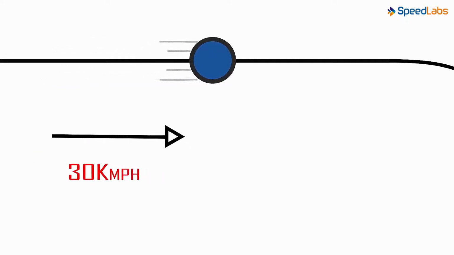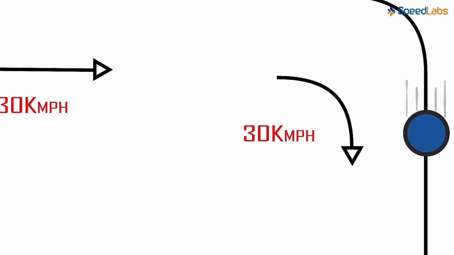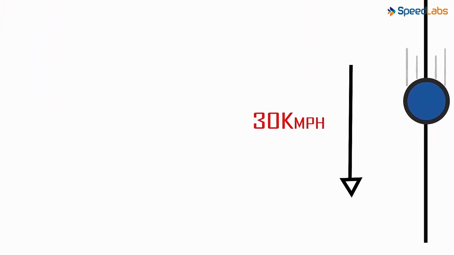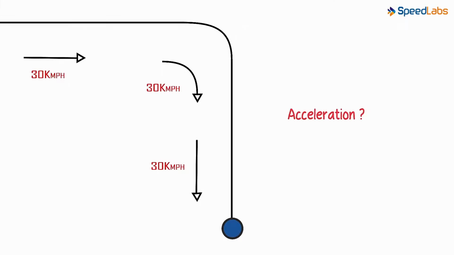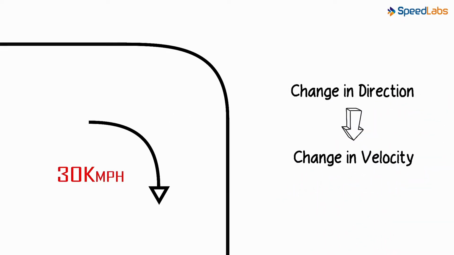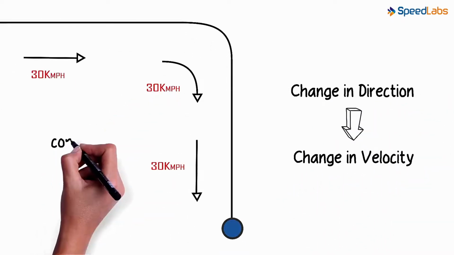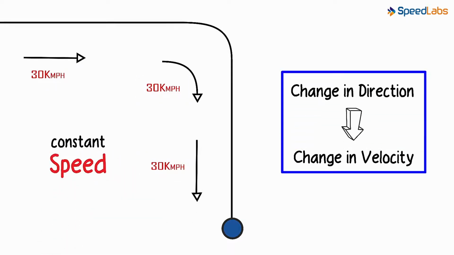In another scenario, assume that a body is moving at 30 km an hour, and then it moves right at 30 km an hour, and continues traveling at the same speed of 30 km per hour. Will there be acceleration in this case? The answer is yes. As the direction is changing, the velocity will also change. The only thing constant in this example is speed, but the velocity changes as the direction changes.